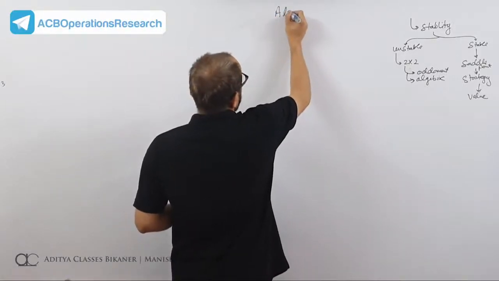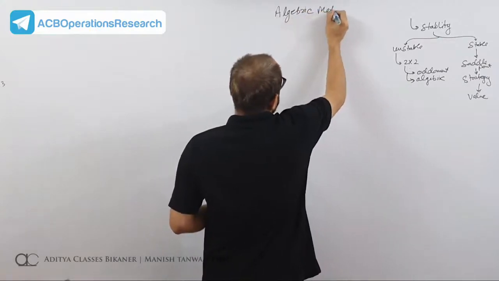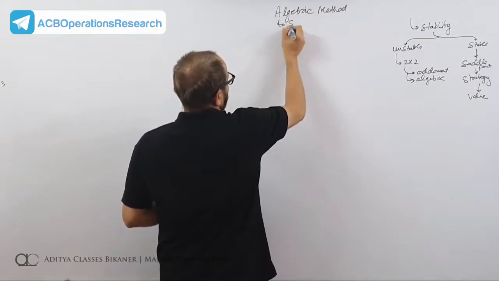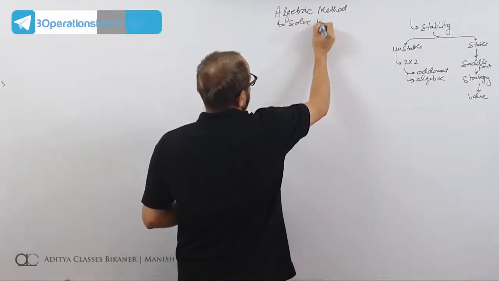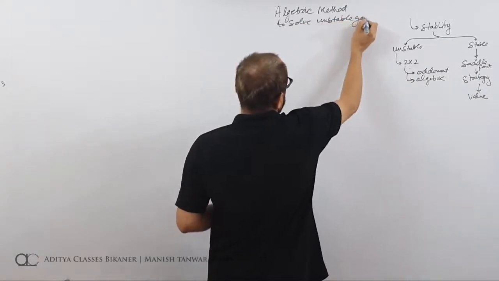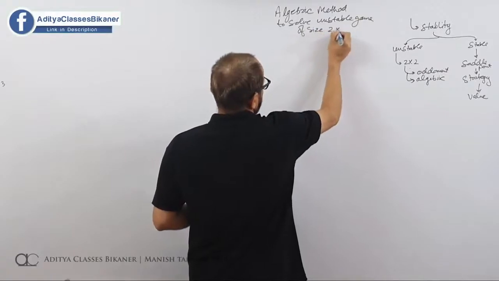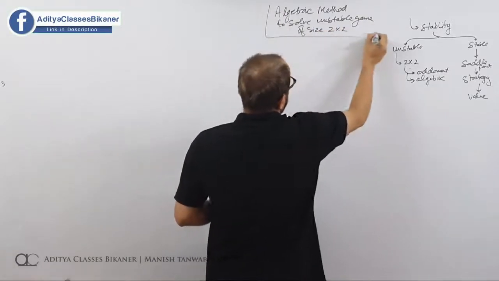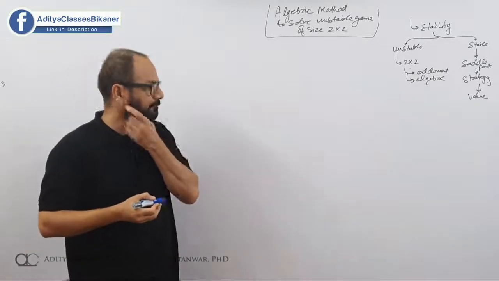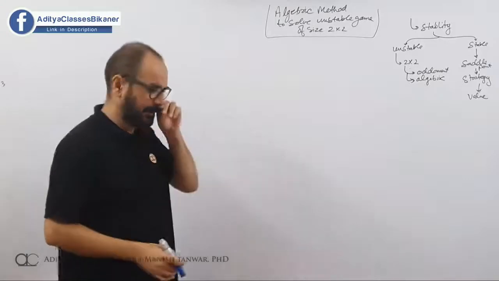Today we'll talk about the algebraic method to solve an unstable game of size 2 by 2. This is what we'll be discussing today. So let us start with our discussion and we'll see how the algebraic method advances.